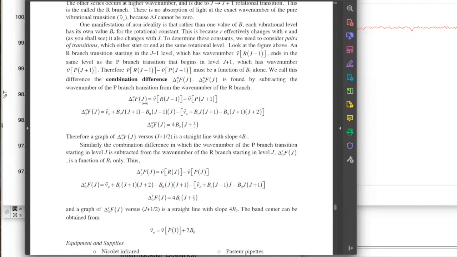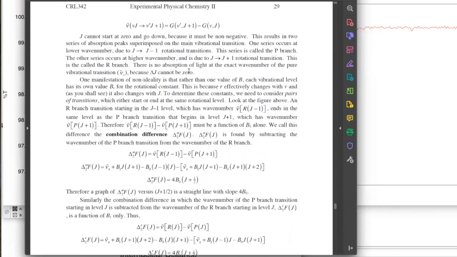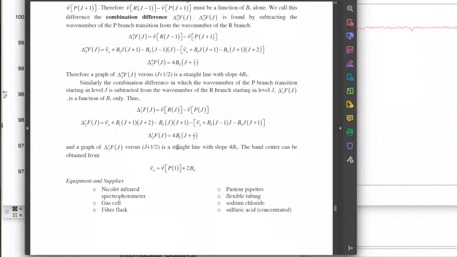You take that combination difference of all the wave numbers of R branch transitions, subtracting off P branch transitions that end in the same value of J. Again, substitute in from the expression we had for the wave number of a transition, and you get that this second combination difference, when plotted against J plus a half, will again be a straight line, but this time 4 times the value of the rotational constant in the V equals 0 state. All right, so that's what you need to do for the calculations.